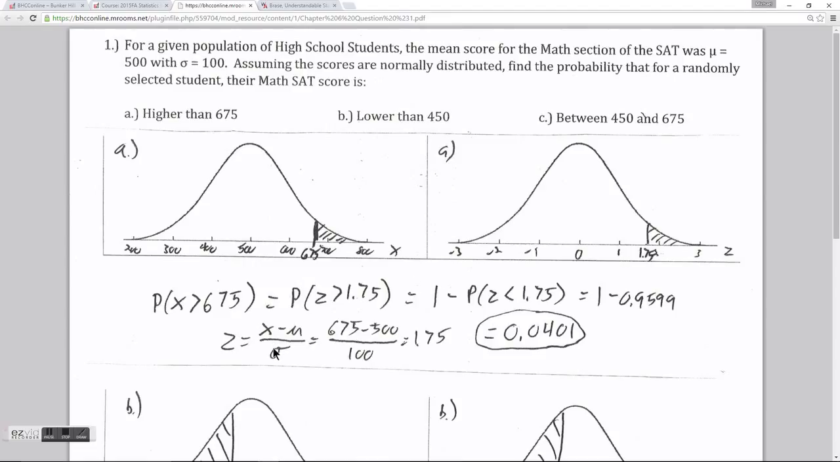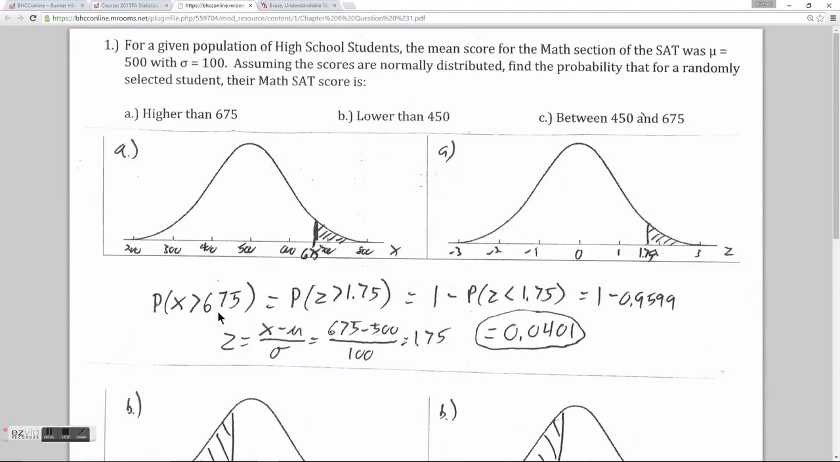And I got that number by converting it using this formula right here. I took my SAT score and subtracted the mean to see how far away it was from the mean, and then I divided it by what a standard deviation is. In this problem it's 100. And it tells me that an SAT score of 675 is 1.75 standard deviations above the mean.